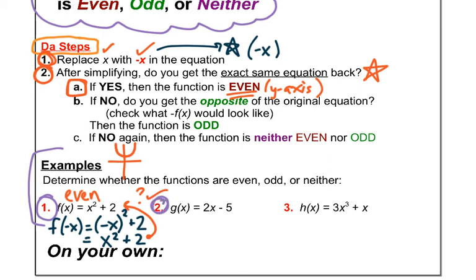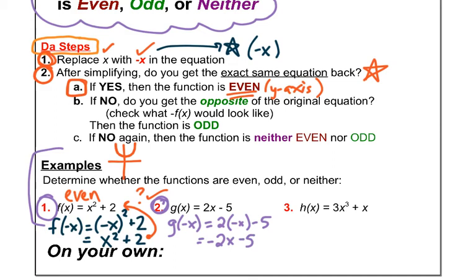Okay, same step 1. Let's substitute negative x in for x. So g of negative x equals 2 times negative x minus 5. Now it's not 2 minus x, it's 2 times the negative x, so I'm going to multiply, and 2 times negative x just gives me a negative 2x. Minus 5 is still there. Okay, that was step 1.